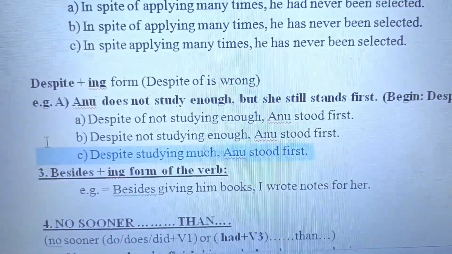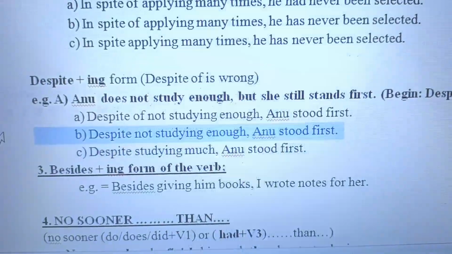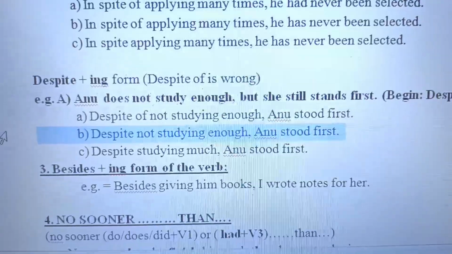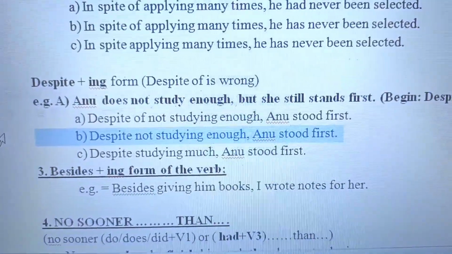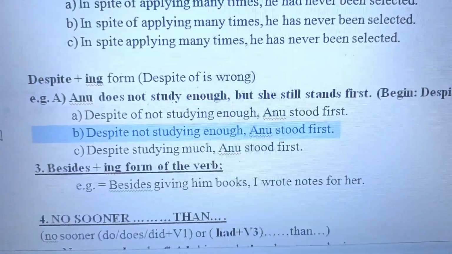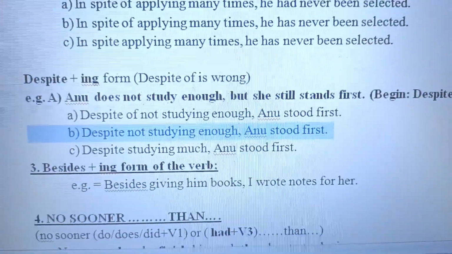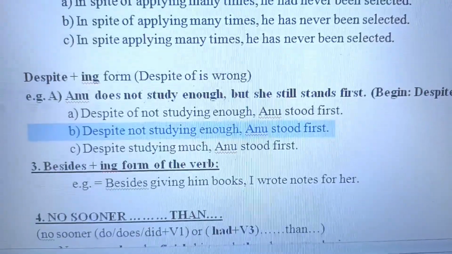So the correct option will be B. Despite not studying enough, because Anu does not study enough. So a negative sentence is there. That's why you have to provide negative. Despite not studying enough, Anu stood first. So option B is correct.